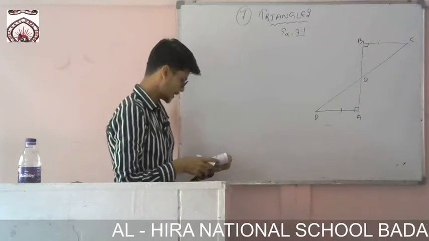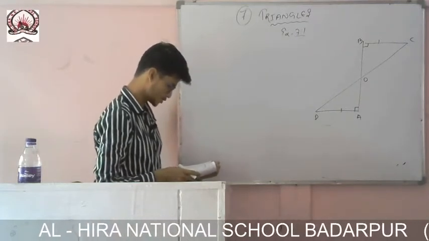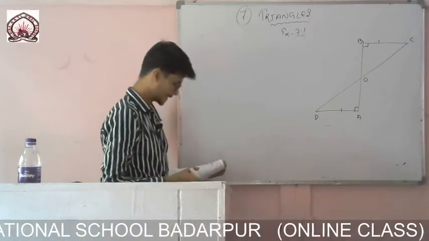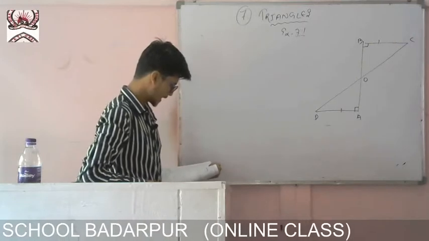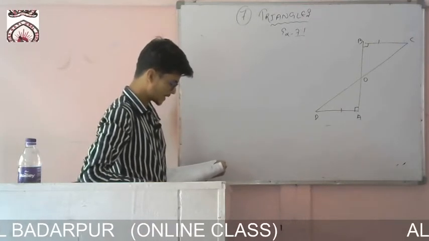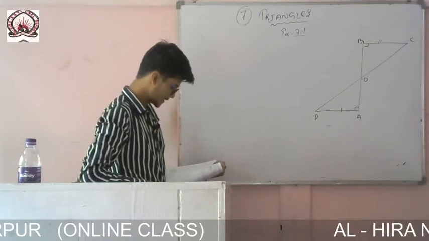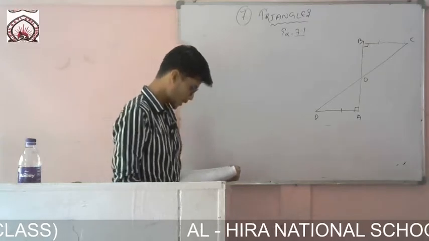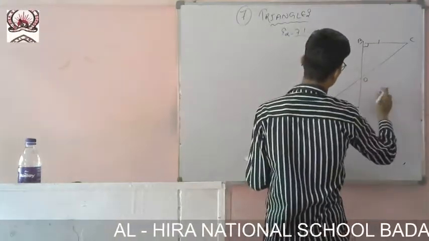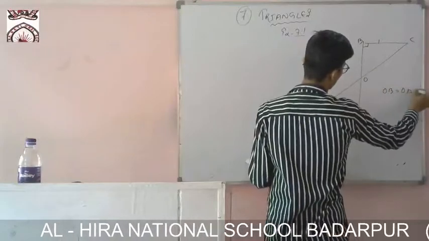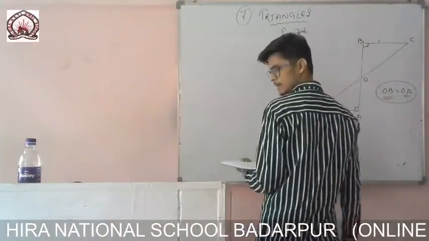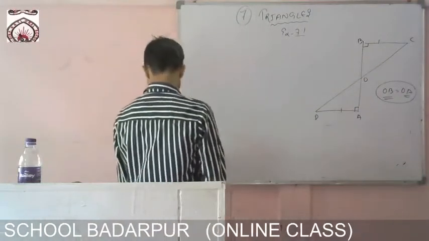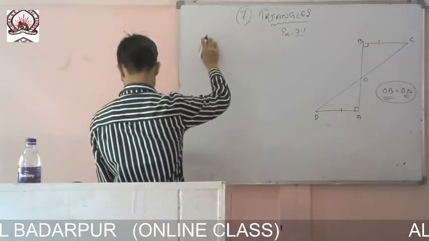The question is given: AD and BC are equal perpendiculars to a line segment AB. That means the angle is 90 degrees. So that CD bisects AB. That means you have to prove that OB equals OA. If these two parts are equal, then only I can say that this line bisects this one into two equal parts.